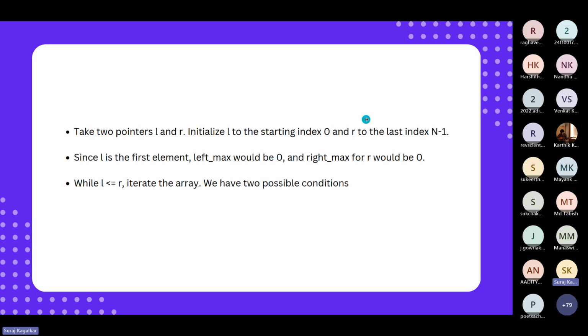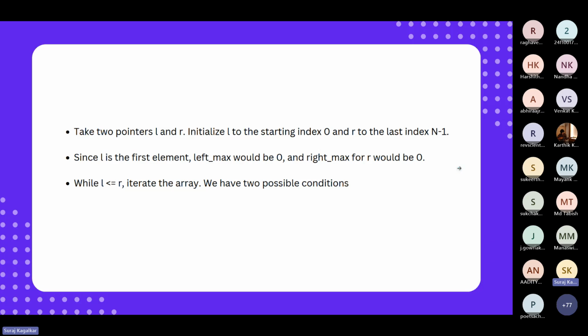Okay. Right. We take 2 pointers, L and R, and initialize them to the start and end of the array. And then we take 2 more variables which keep track of the maximum element we have encountered till the left, till the pointer L, and till the pointer R, not including L and R, obviously. And we iterate till L is less than or equal to R. Okay, so this is the general idea.